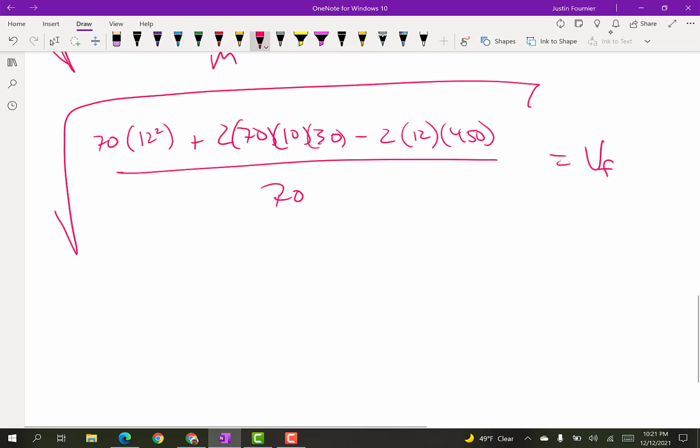So I've got to plug all this into my calculator. 12 squared is 144 times 70, plus 2 times 70 times 10 times 30, and all that minus 2 times 12 times 450, divided by 70, and then we take the square root. I'm getting 24.3.